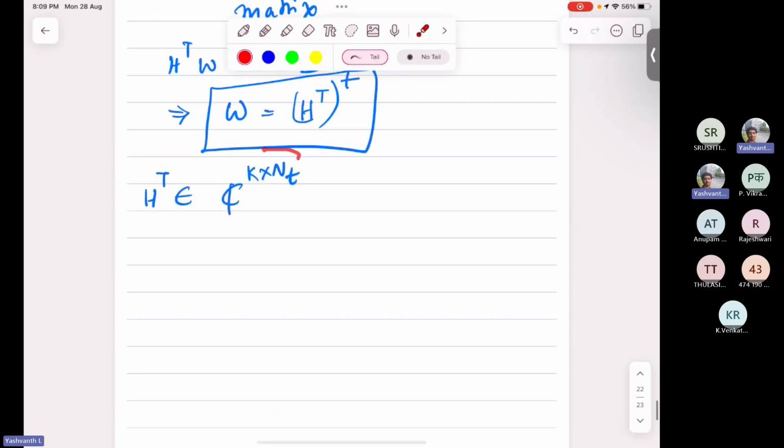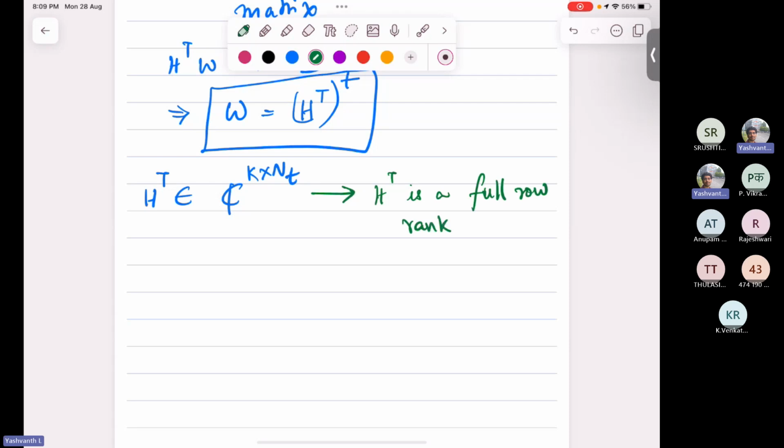But here what do we have? N_T should be greater than or equal to K. That means this is a new thing. H transpose is a full row rank matrix. It's not a full column rank matrix. Okay, so the full column rank matrix that you studied till now, for a full column rank, H pseudo inverse is given by H transpose H the whole inverse H transpose.